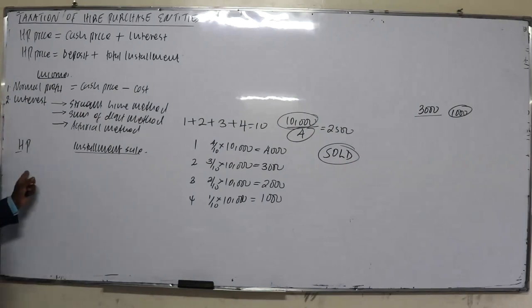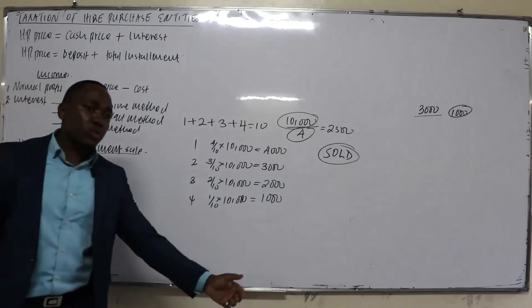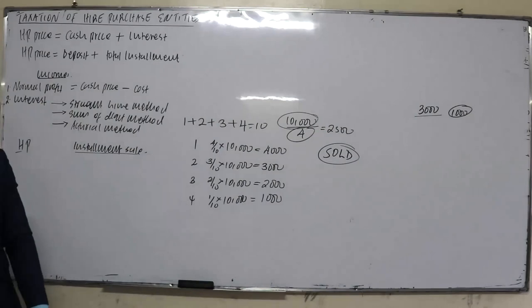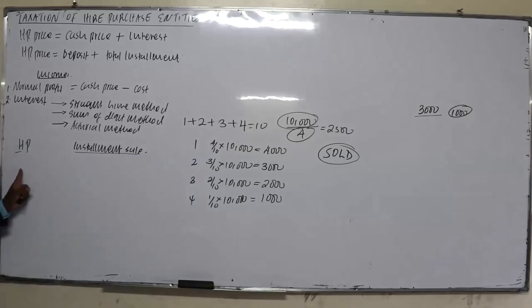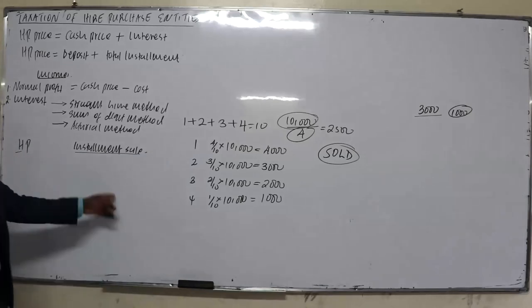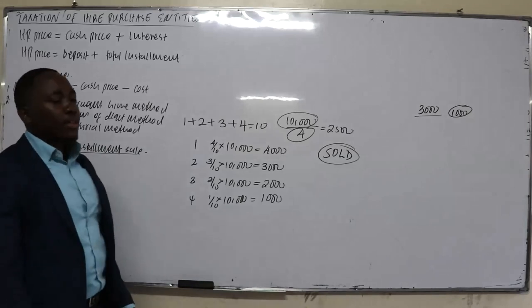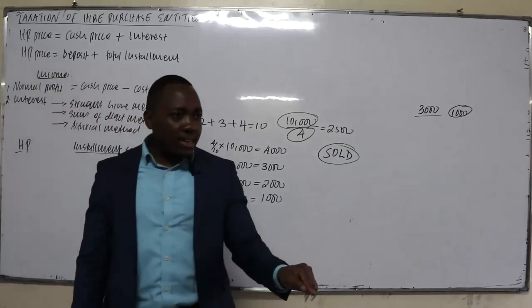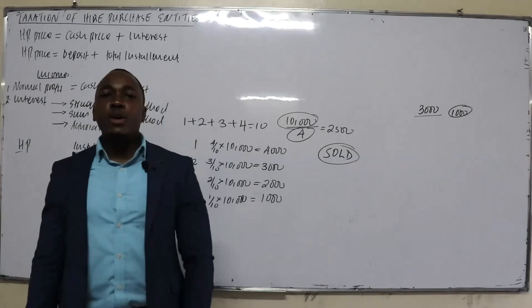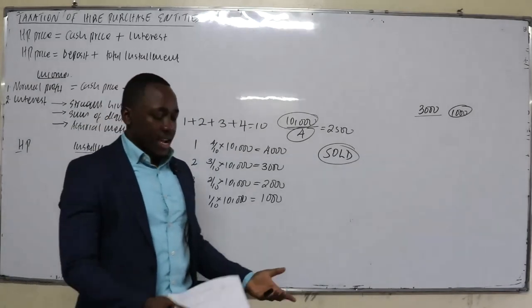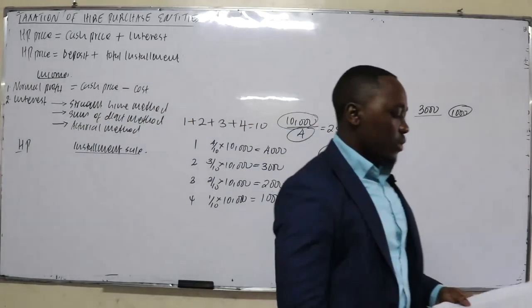Also for higher purchase, remember you paid a deposit, you took the possession. What if you default to pay? What will happen? I'll come for my asset. So that means for higher purchase, there is repossession. What about in installment sale? There is no repossession because the seller is the one with the asset. You cannot repossess what you already have. Yeah, so I wanted you to get the difference between the two.